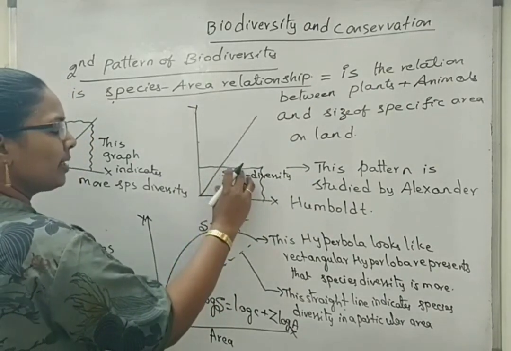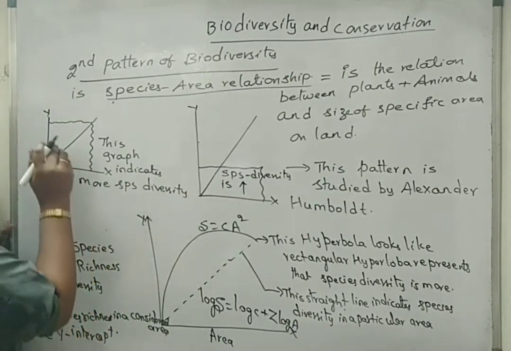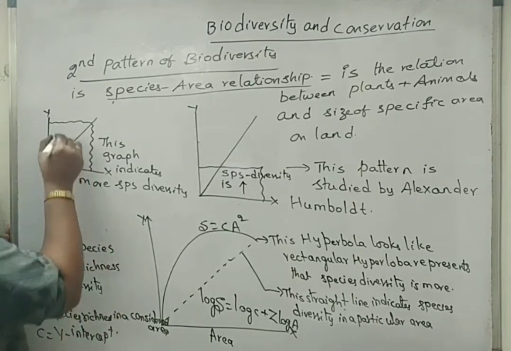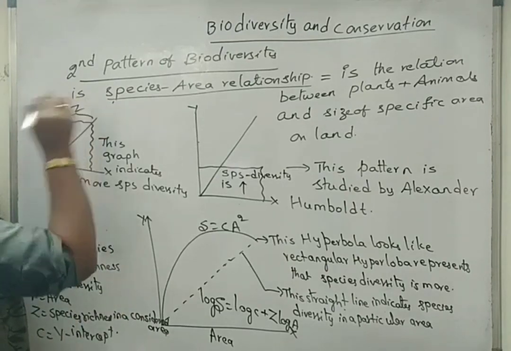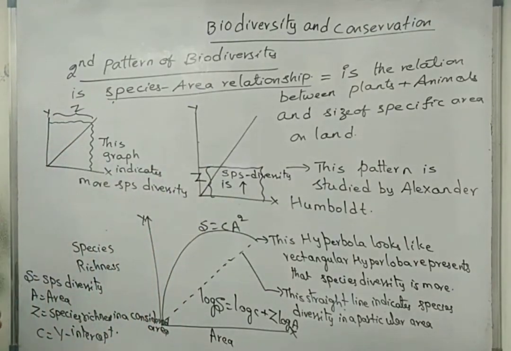Means we are selecting a particular area and asking about the type of species diversity there. As we have said, Z indicates species richness in a particular area. This total we can consider as Z. Here also this total we can consider as Z. Here Z is indicating the species richness in one particular area.